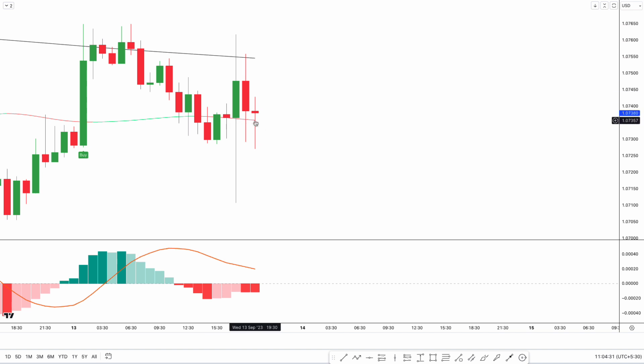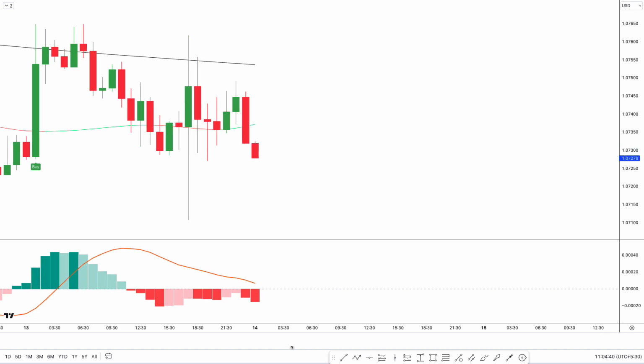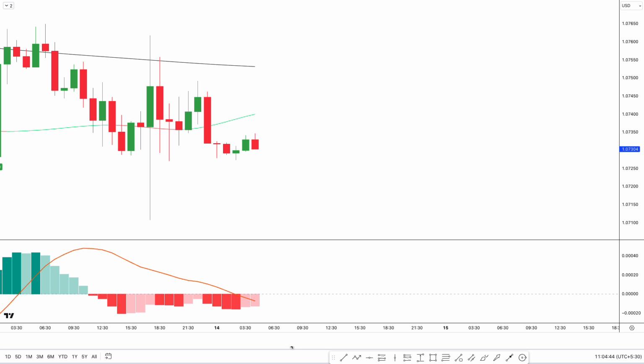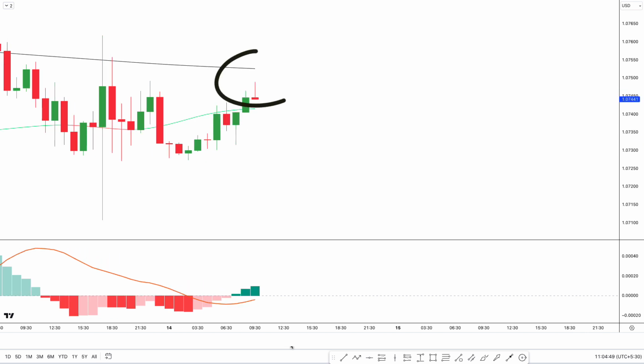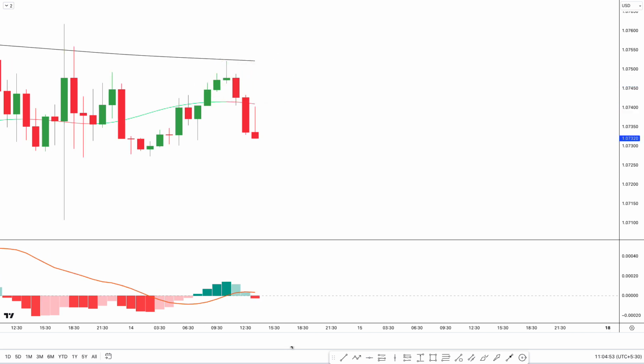Third, we need a pullback to occur. For that, we need this red line to change color to green to indicate a market pullback. Now, remember, during this pullback, so basically from this point to this point, the price candles should not break and close above this black line. They can touch it with a wick, but they shouldn't break and close above it. If any of the candles closes above it, the setup becomes invalid.